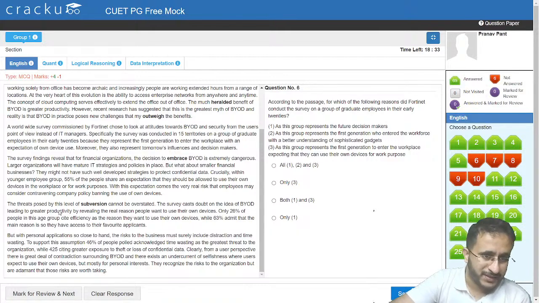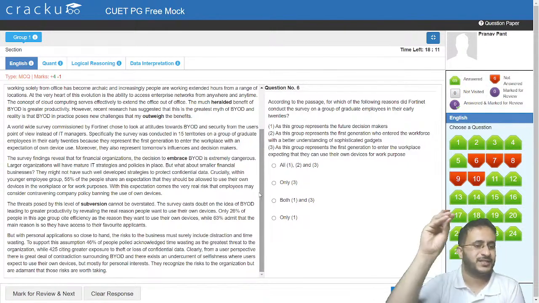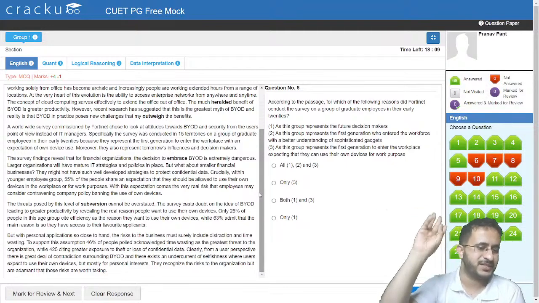The threats posed by this level of subversion cannot be overstated. The survey casts doubt on the idea of BYOD leading to greater productivity by revealing the real reason people want to use their own devices. Okay, so only 26% of people in this age group cite efficiency as a reason, while 63% admit that the main reason is to have access to their favorite applications. Okay, so now that means that 63% say कि हमें अपनी apps चलानी है and all.